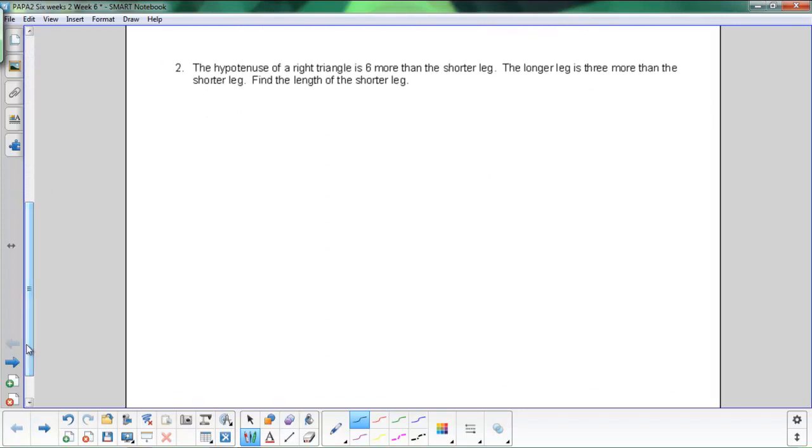Number 2. Hypotenuse of a right triangle. I'll begin by drawing myself a right triangle. I have to identify the hypotenuse, and the best way for me to identify it is to find the right angle. The hypotenuse is opposite the right angle. The hypotenuse of a right triangle is 6 more than the shorter leg. I don't know the length of the shorter leg, so I'm going to identify that as x. I know that the hypotenuse is x plus 6.